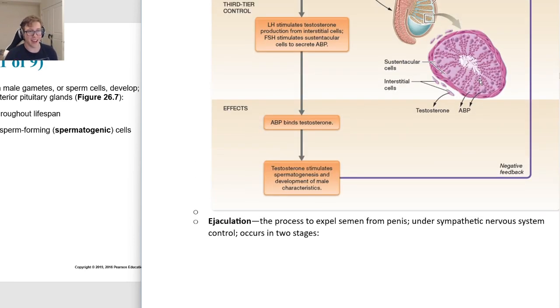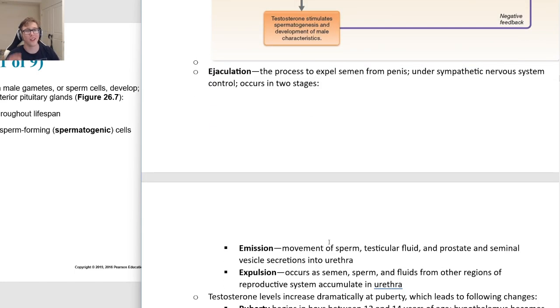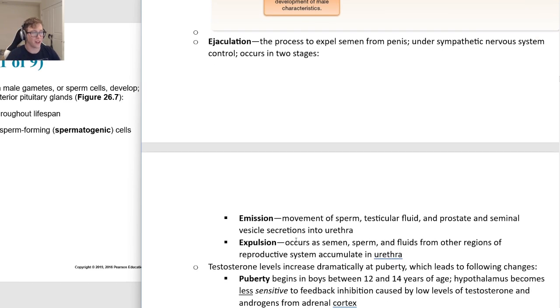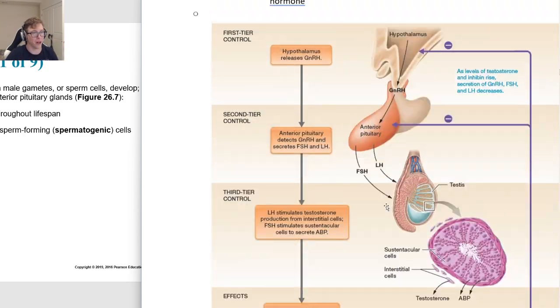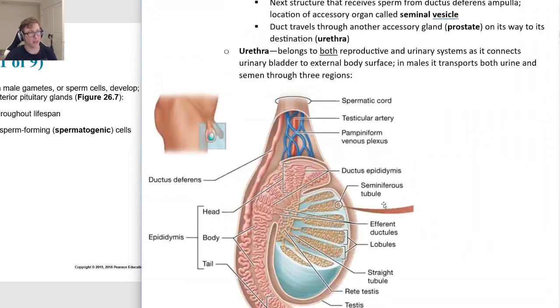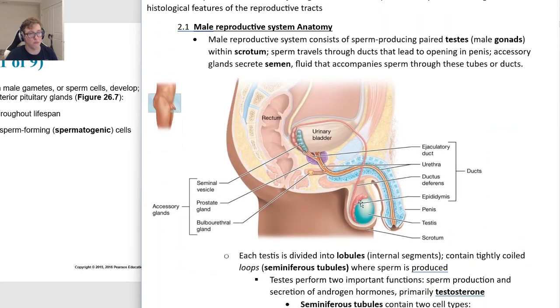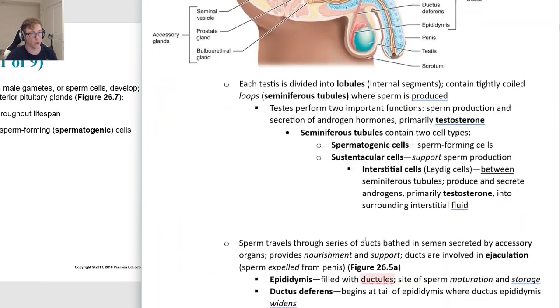Now, we have made sperm and we've matured the sperm. Let's use it. The process of essentially getting the sperm out of the body is ejaculation. It expels the semen from the penis under sympathetic nervous system control, and it occurs in 2 stages. You have emission and expulsion. Emission is essentially the movement through the system. So if we go all the way back into the anatomy section, emission is going to be moving it through.